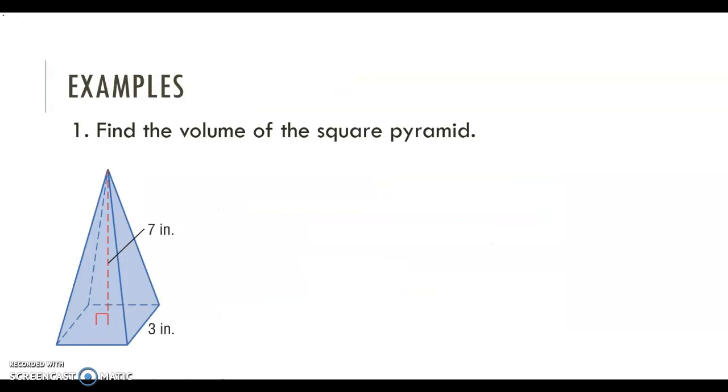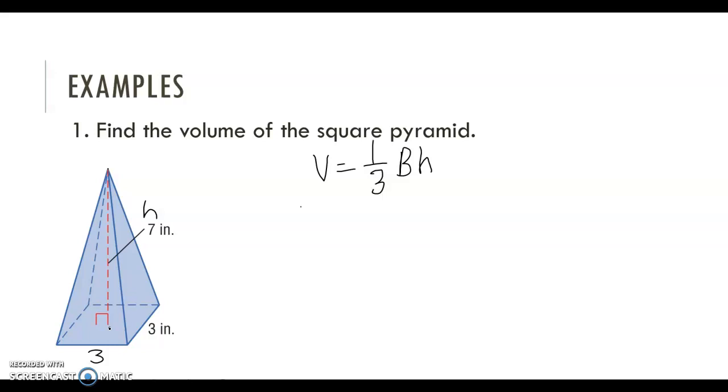In this first one, we are going to find the volume of the square pyramid. So the volume formula is 1/3 base area times height. Let's look at what we are given on our picture. This again is a square pyramid, so this would also be 3. And this 7 is representing the actual height of the pyramid. It's starting at the top and going to the middle of the pyramid as opposed to going to a side.